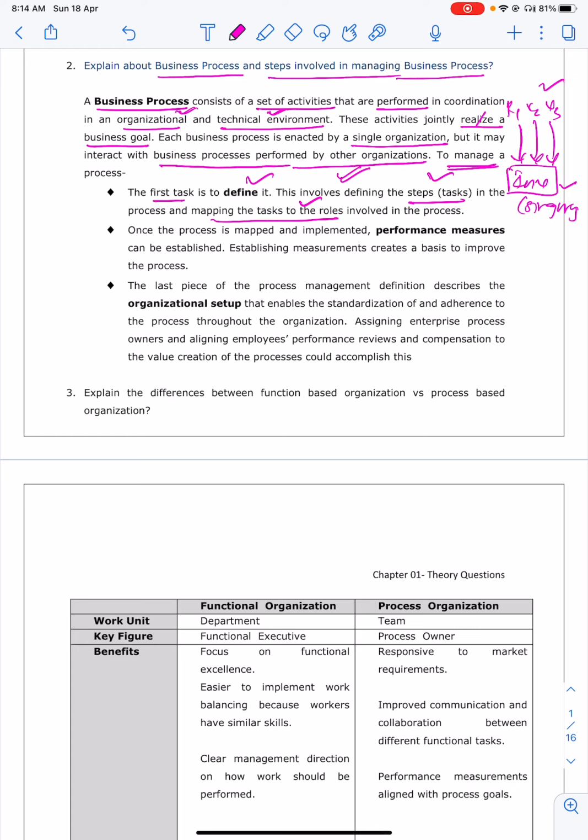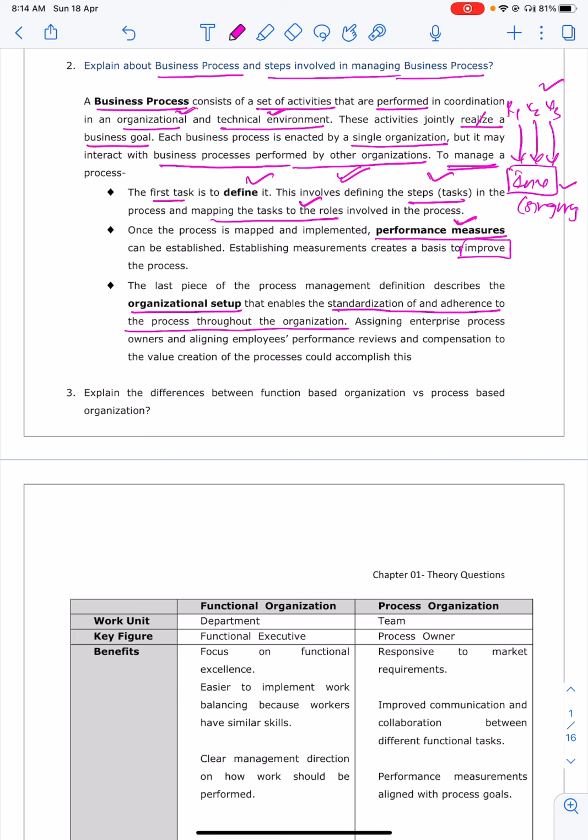Second is performance measure. Why do we require performance measure? For the purpose of improvement. So what is the last piece? Last piece is nothing but organization setup, for standardization and adherence to the process throughout the organization. So this you need to write.